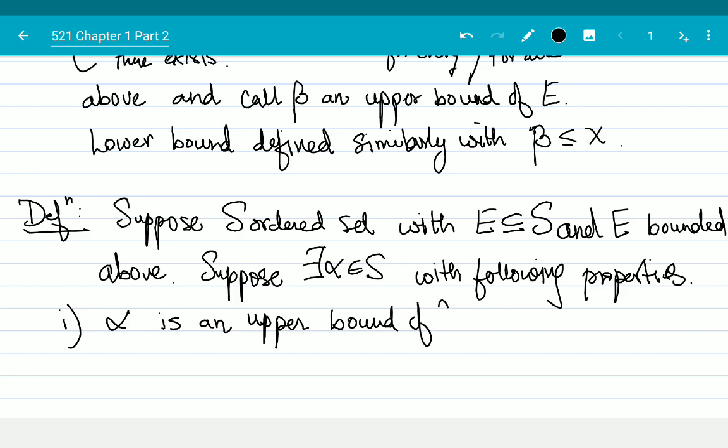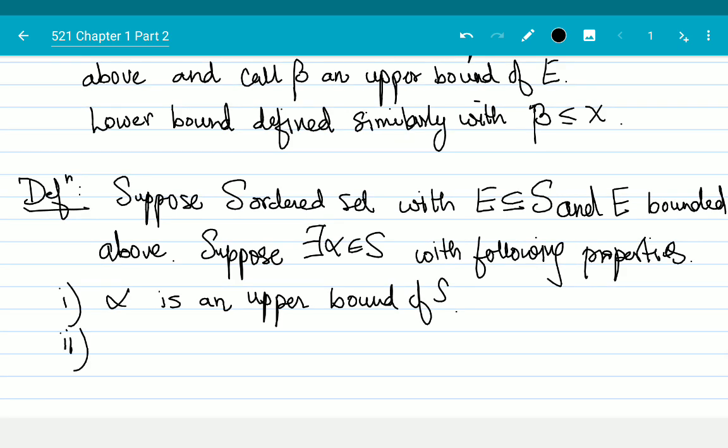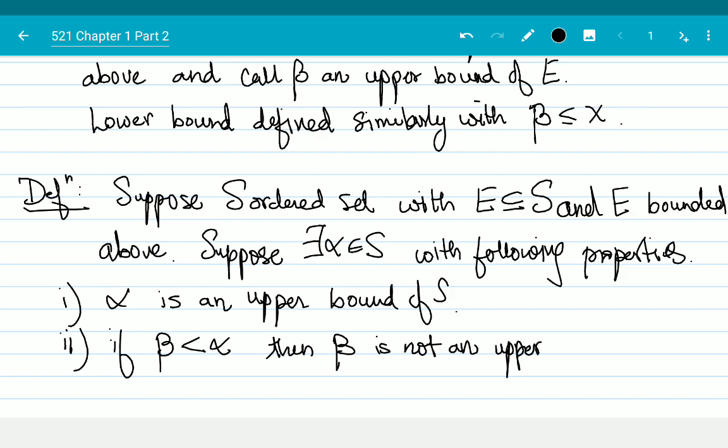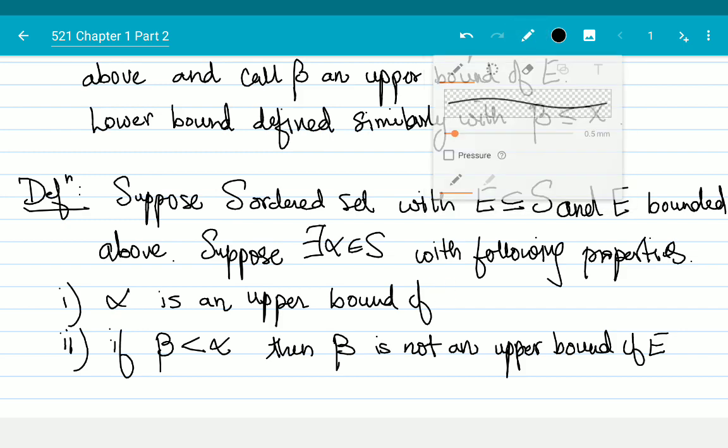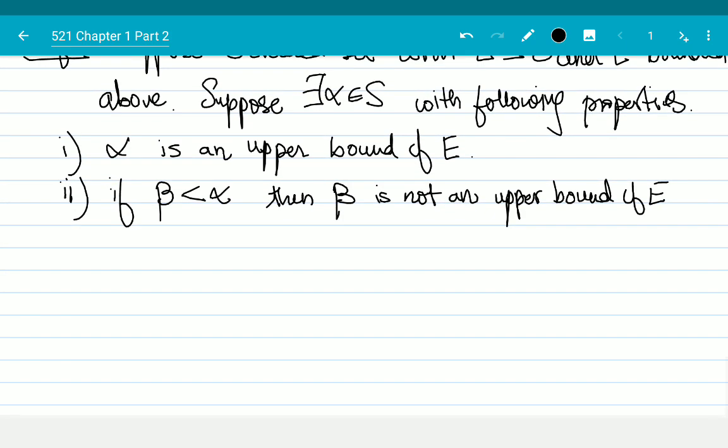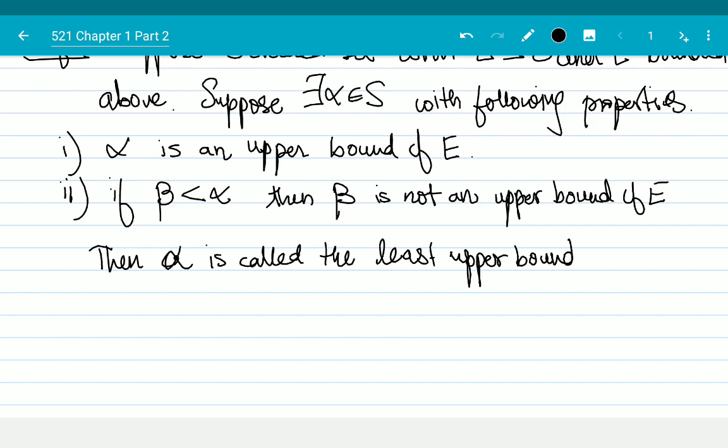And second, if beta is strictly smaller than alpha, then beta is not an upper bound of E. This should have been an E, not an S. Then alpha is called the least upper bound of E.